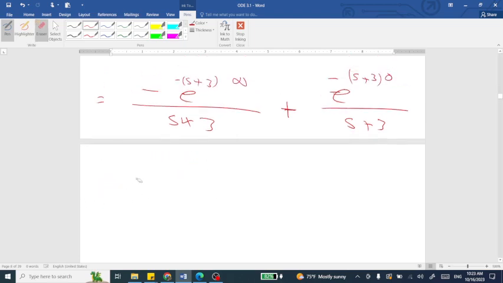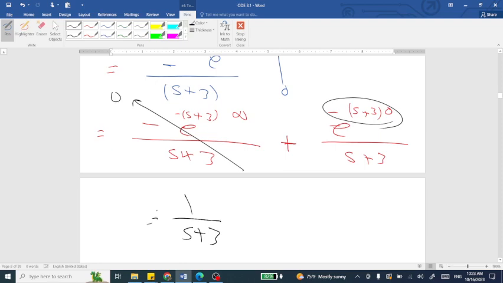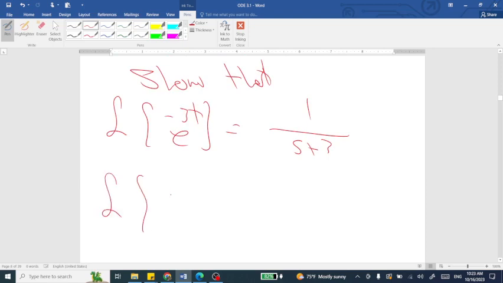Good. So now that one will be 0 and that one will be e to power 0, so I'll get 1 over s plus 3. So Laplace of e to power minus 3t is 1 over s plus 3. If I say show that, just write it like that.